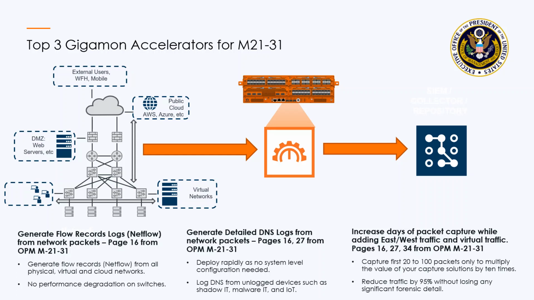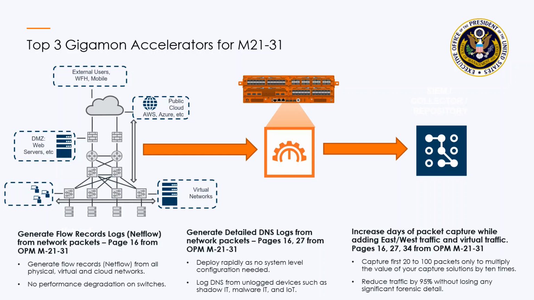Number 1 on my list is our capability of generating flow records or net flow. We can do it in physical networks and some areas that were more difficult, such as virtual networks and even cloud. And we do it in a way that doesn't degrade performance of core infrastructure, but also provides high fidelity so that net flow is suitable for security use cases because there's no sampling.